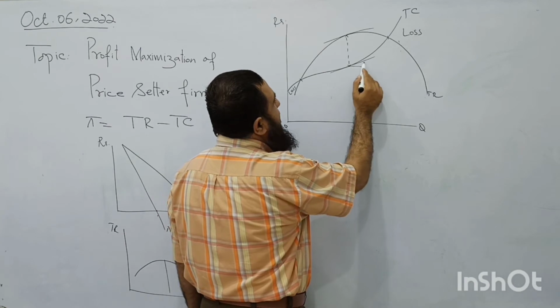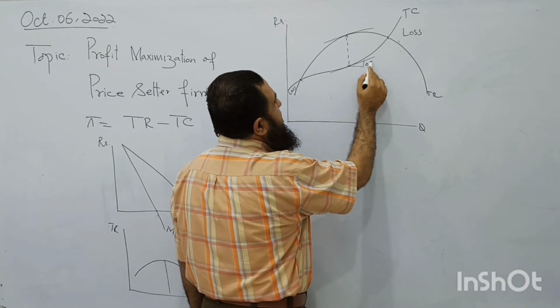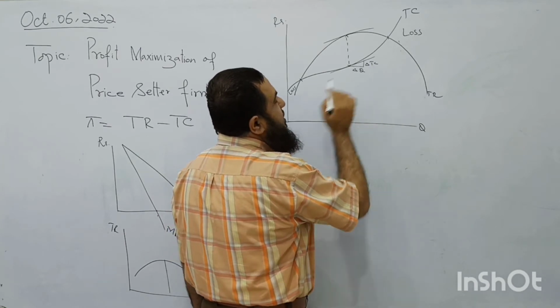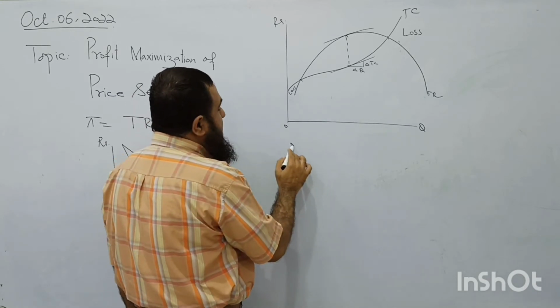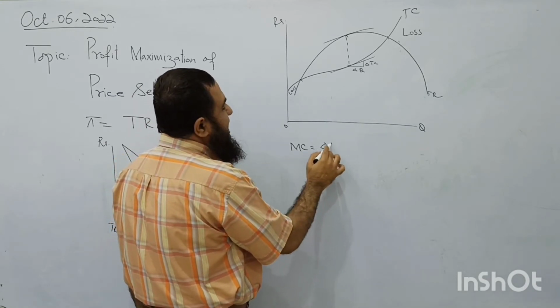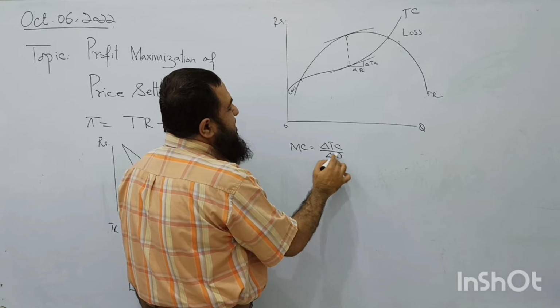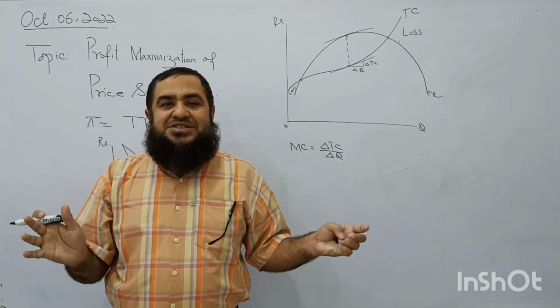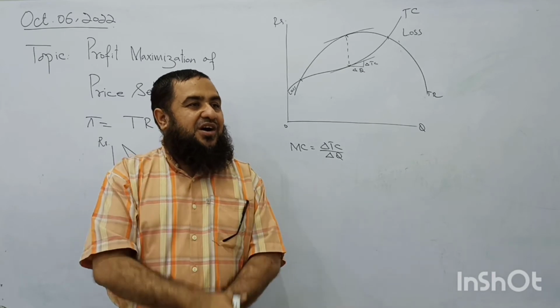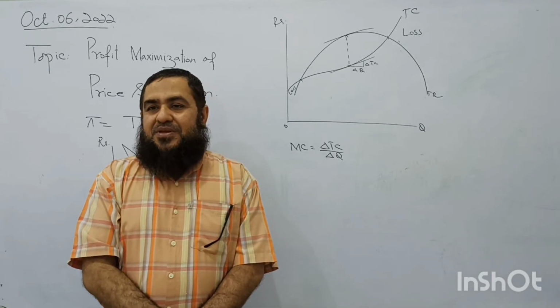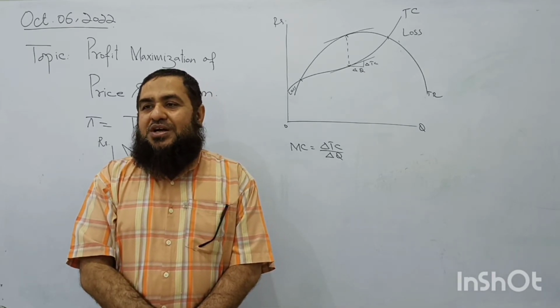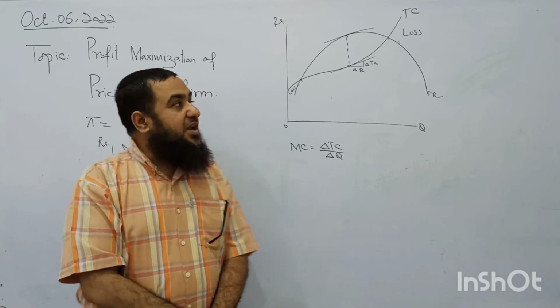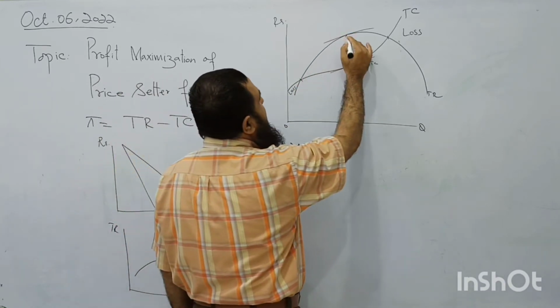Slope of total cost is the change in total cost due to change in quantity. You remember marginal cost is like this. What is the additional cost of an additional unit produced? So the slope of the total cost curve is called marginal cost. What is the slope of total cost? That is marginal cost. And slope of total revenue is what?